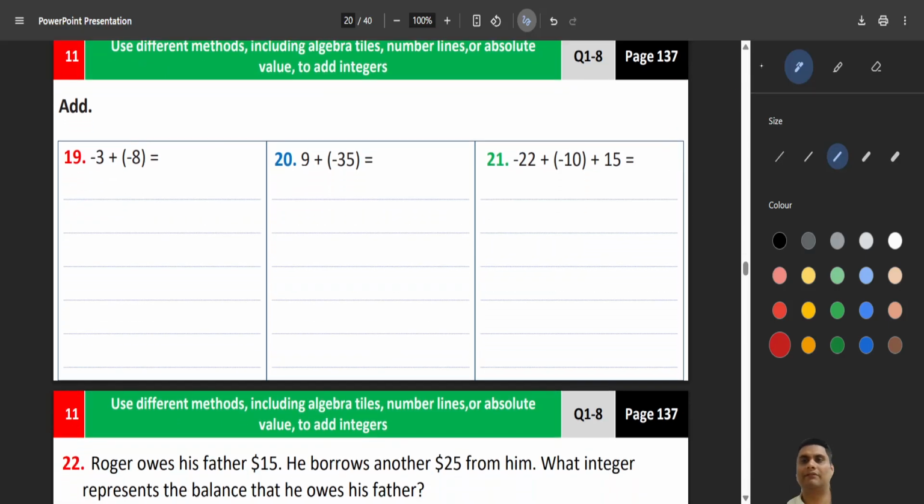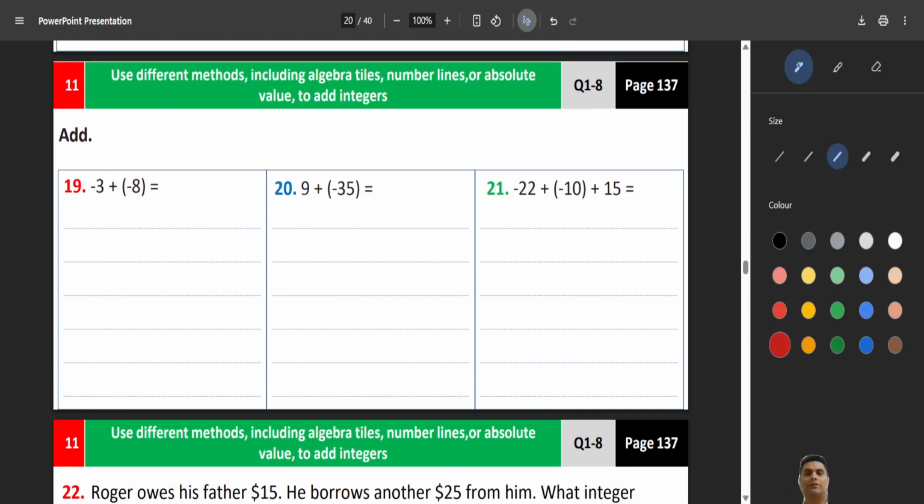Question number 11. Now this is an easy one. Question number 11 is based on addition and subtraction. Just one second.